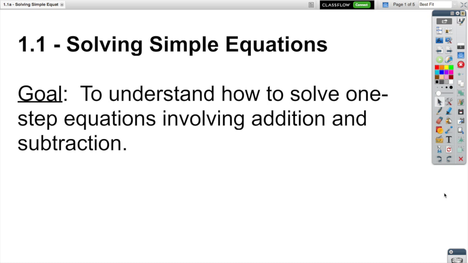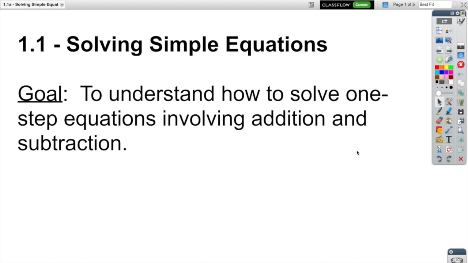Alright, so 1.1, solving simple equations. And today we're actually going to only stick to part of the chapter. Your goal is to understand how to solve one-step equations, but only ones that are involving addition and subtraction. Multiplication and division we're going to tackle on a different day.